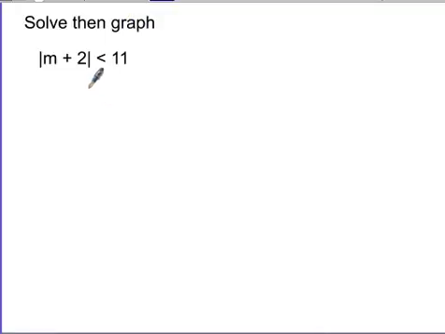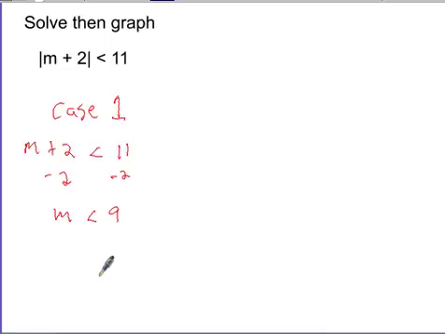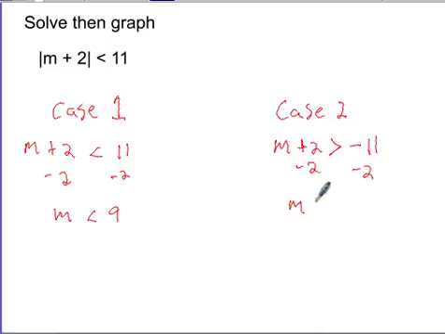And what they're called in the book is case 1 and case 2, because we've got two different cases here. Case 1 could be that m plus 2 is less than 11, right? And we know how to solve that. Just subtract 2, and m is less than 9. But it could also be what? Case 2. Yeah, it could also be the case that m plus 2 is greater than -11. Flip the sign, make the answer negative. Subtract 2, and m is greater than -13.